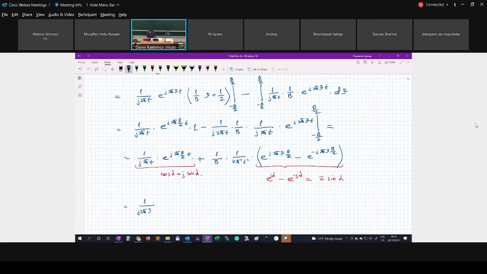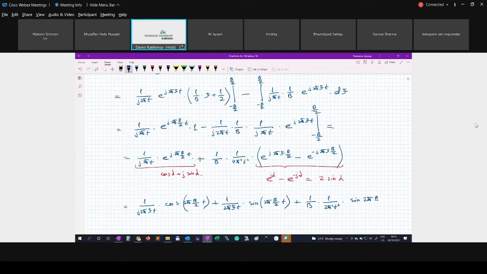Yeah, and as a result, you will get that we have 1 over j 2 pi ft times cosine of 2 pi capital B over 2 times t plus 1 over 2 pi ft times sine 2 pi capital B over 2 times t, and plus 1 over capital B, 1 over 2 pi squared t squared times sine, then we have 2 pi f 2 pi capital B over 2 times f. This is what we get.